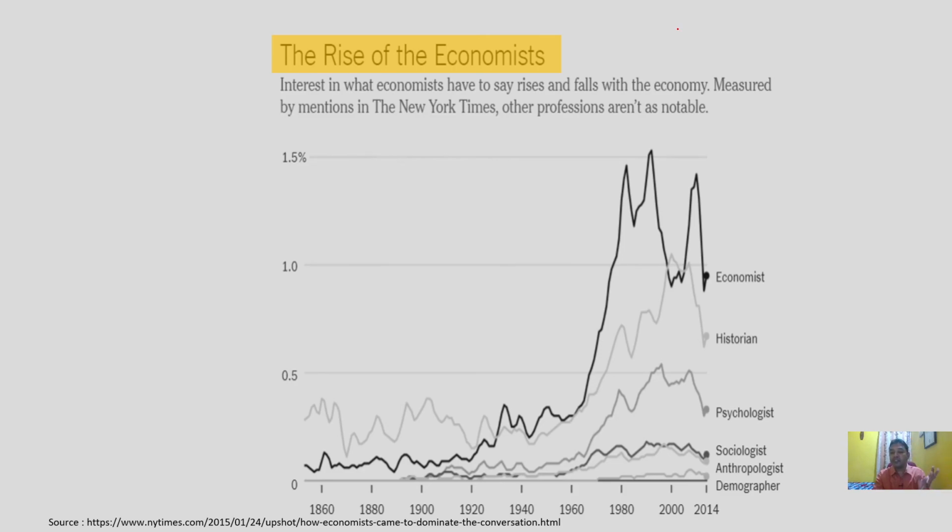There are various professions: demographers, psychologists, historians, economists. Among them, economists are discussed the most, measured by mentions in the New York Times. So you can see here, it is the economist. In 2000, around 1.5% of the articles were speaking about economics, and compared to other professions, demographer, it was almost nil. Anthropologist, no. Sociologist, it was below 0.5%. Psychologist is around 0.5%. But economist had reached 1.5%. This is the role of economist.